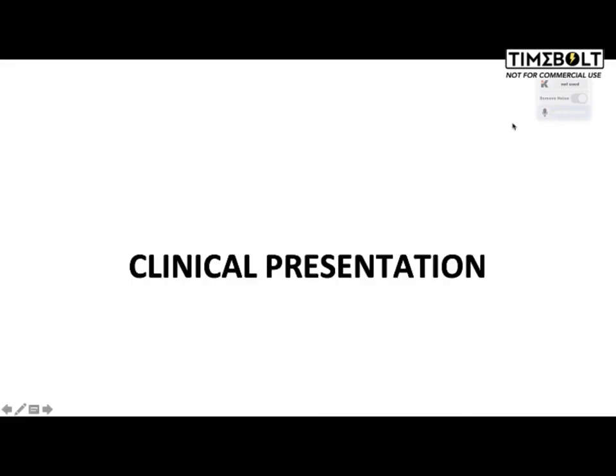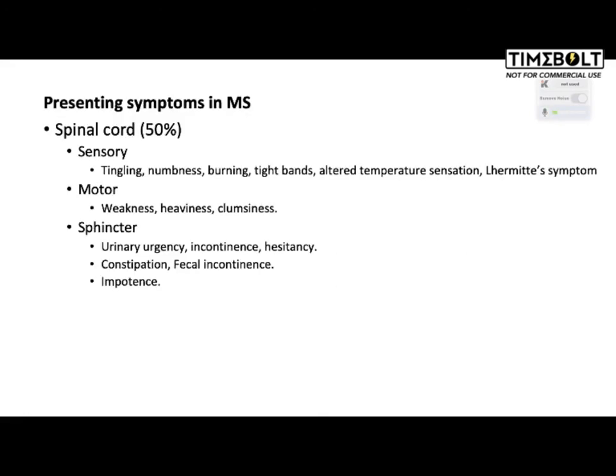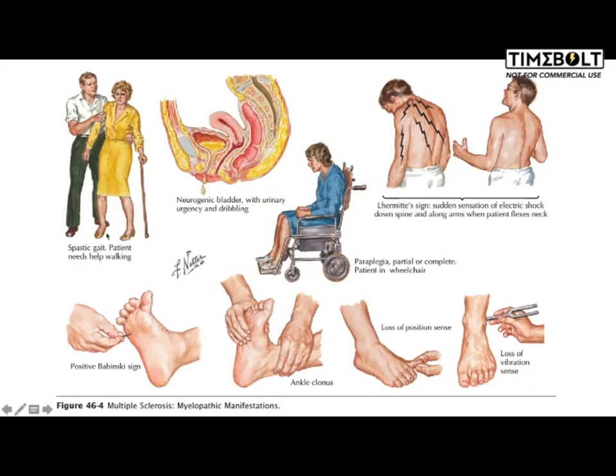Clinical presentation. Symptoms in multiple sclerosis. These are pathologic manifestations. The patient will be paraplegic, with weakness in both lower limbs. If the cervical cord is involved, there will be weakness in all four limbs, which is called quadriplegia. The weakness can be partial, in which the patient can walk with support, or complete, in which the patient will require a wheelchair. On neurological examination, the power will be reduced.